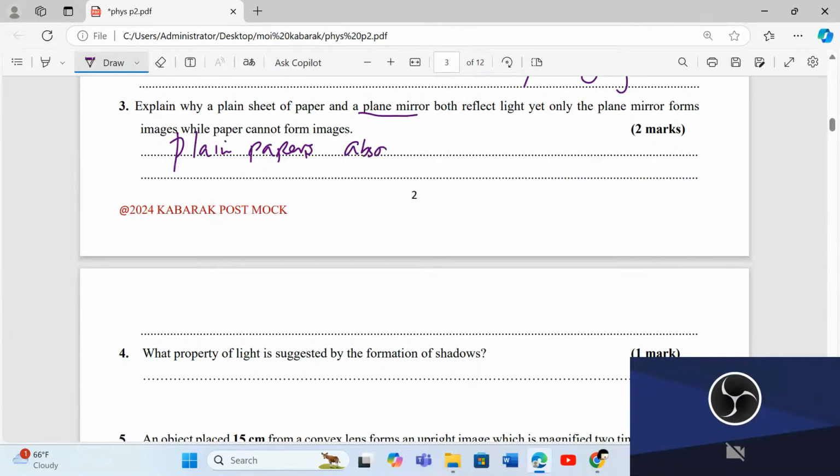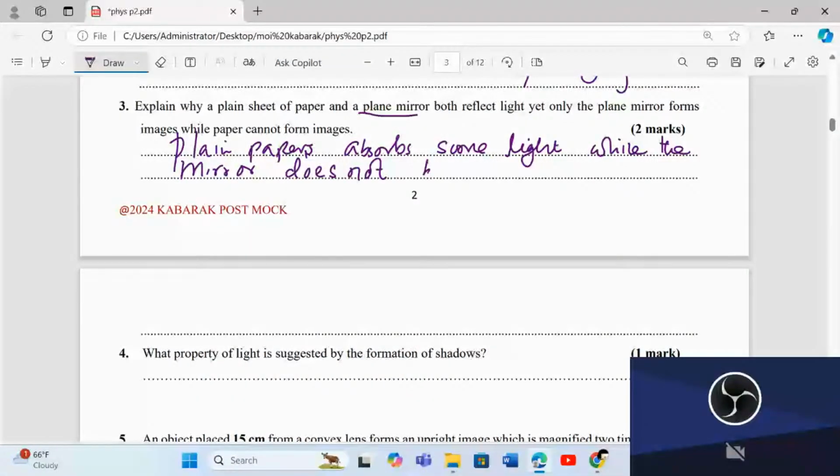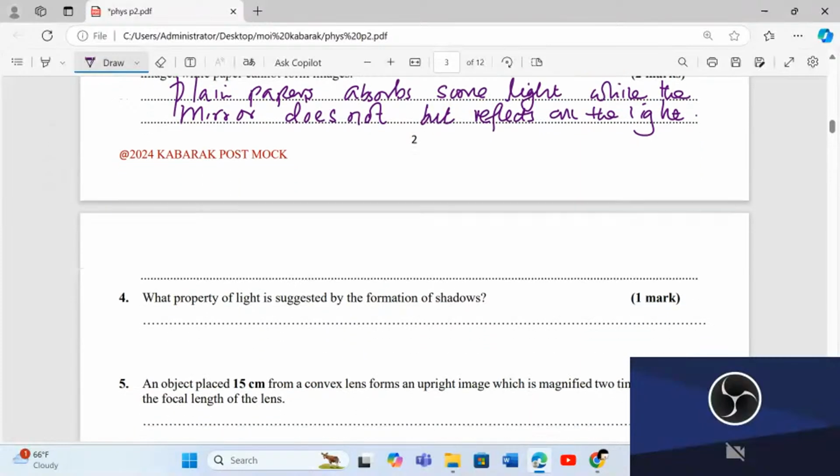absorbs some light while the mirror does not, but reflects all the light. It reflects all the light.